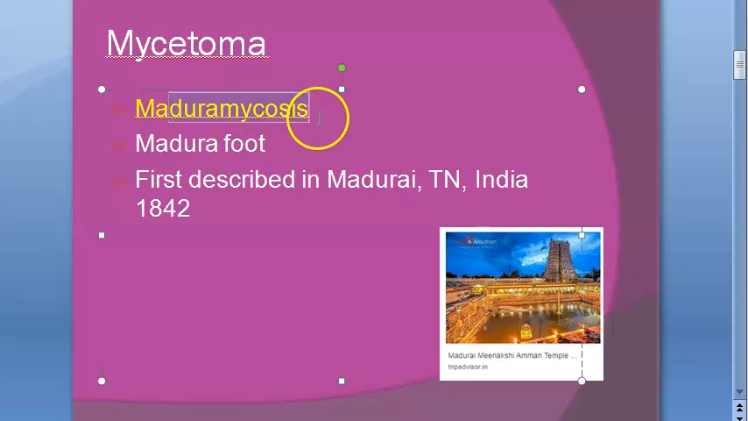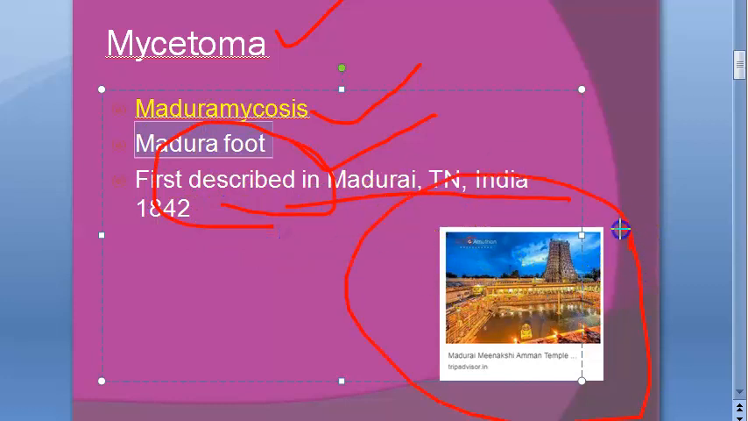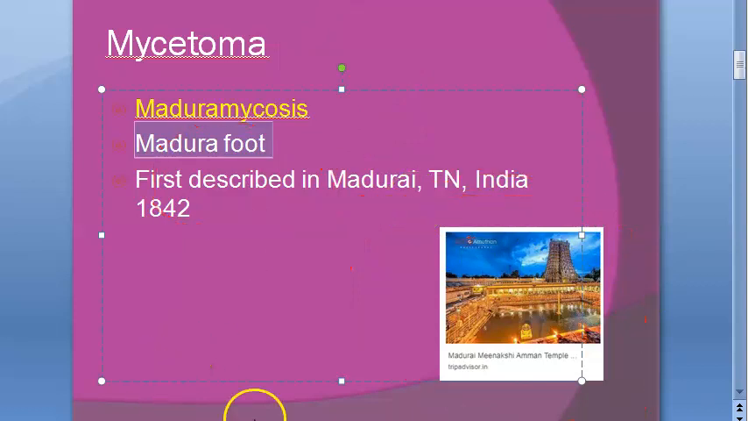So, it is also called as Maduramycosis or Madura foot. So many names are there. Mycetoma, subcutaneous mycosis, Maduramycosis, Madura foot. Why Madura? Because it was first described in Madurai, Tamil Nadu, India. Okay. So this is Madurai, Meenakshi temple. This is the temple which is there in Madurai. A famous temple. So just remember, Madura foot, Maduramycosis, mycetoma.